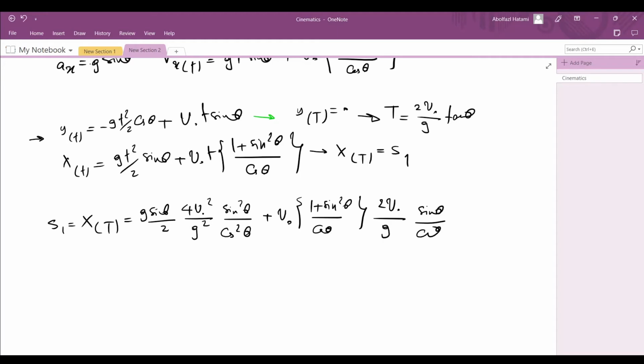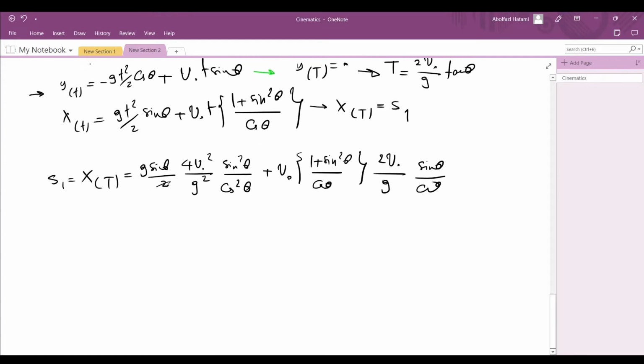Again, we should make some simplification on this. I can factor the... first, let me eliminate the common terms. We can factor the term 2v0 squared divided by g. We have just trigonometric expressions in here.